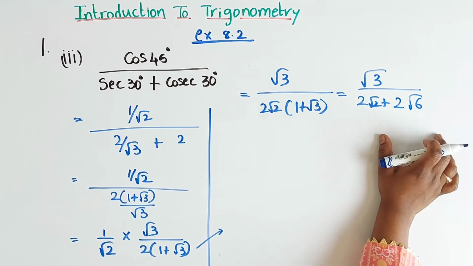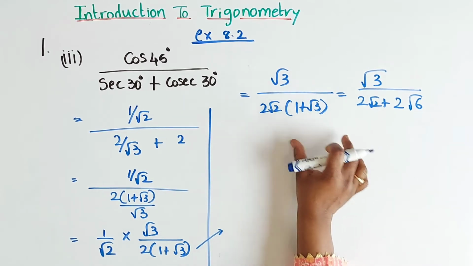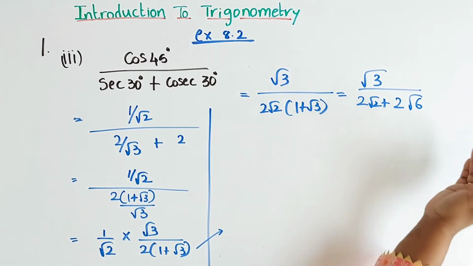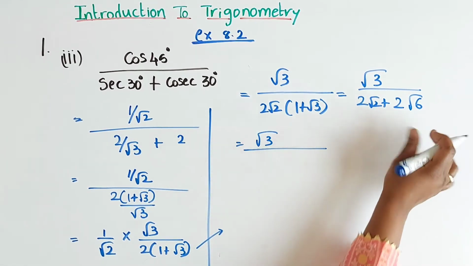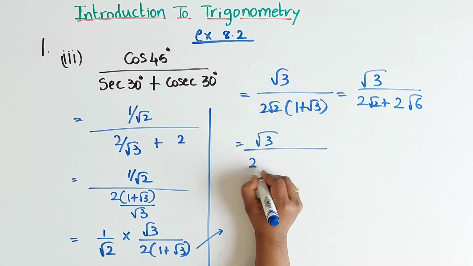We can simplify more by rationalizing the denominator. Let's check how to do that also. This one I can write as root 3 divided by, I am just changing the order for simplification.